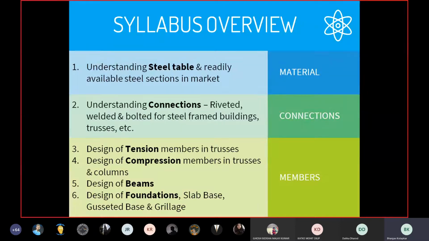The next step would be to understand how everything behaves together, how the material, members and connections come together to form a structure. We don't have this in our syllabus per se, but whenever possible, wherever relevant, we'll talk about how these come together and form a structure, and how the behavior of the material, behavior of the member affects the behavior of the structure. Am I clear?